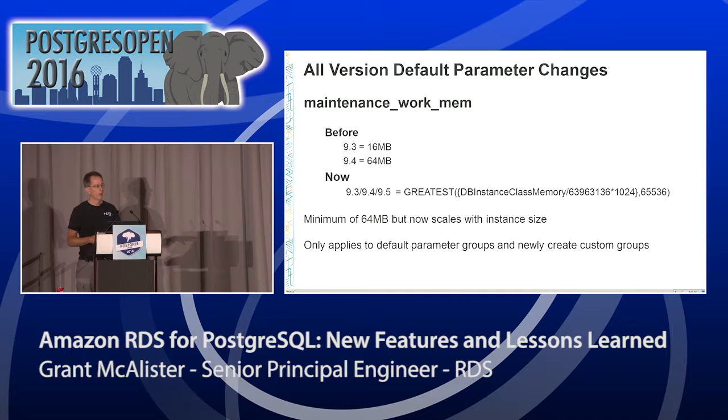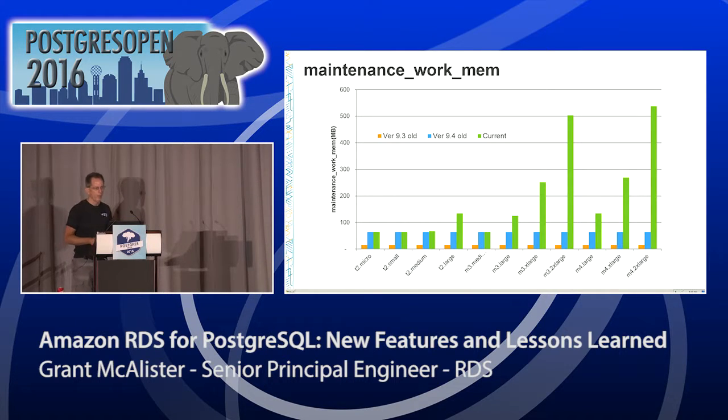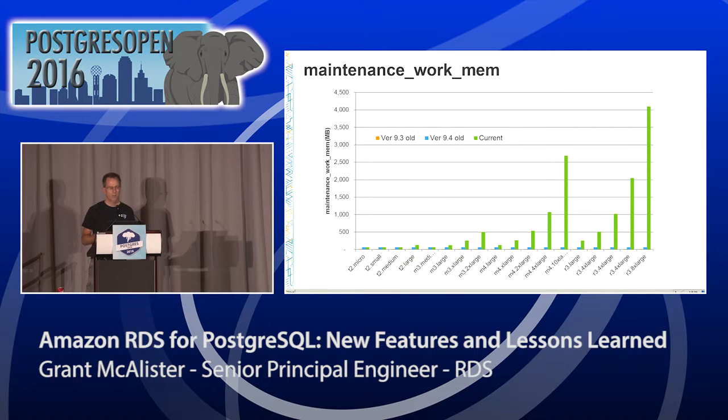The one note here is that if you're running a 9.3 or 9.4 instance, you'd have to create a new parameter group because we didn't update these on the existing ones. So again, you'll see in the orangish yellow there is the existing one. You can see how small that was, then 9.4, and then the current one in green. Now you can see on something like the M4 2XL, we're setting it to a reasonable value of like 500 megs for a large box. And on the very big boxes, you'll get as large as 4 gig, on a 244 gig box. This will really help with all those maintenance activities.